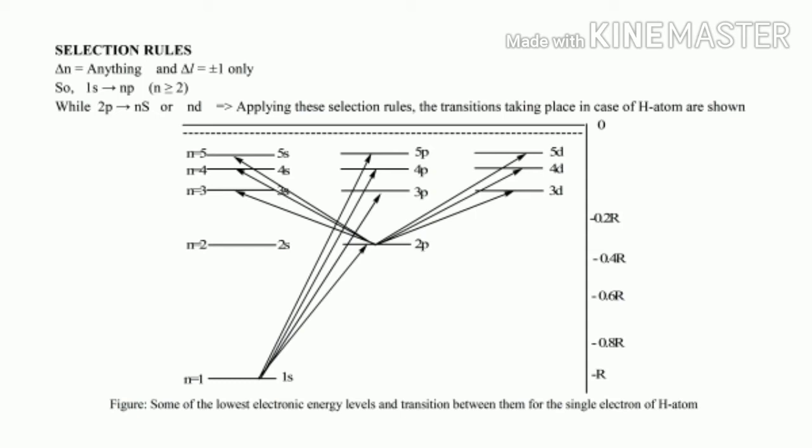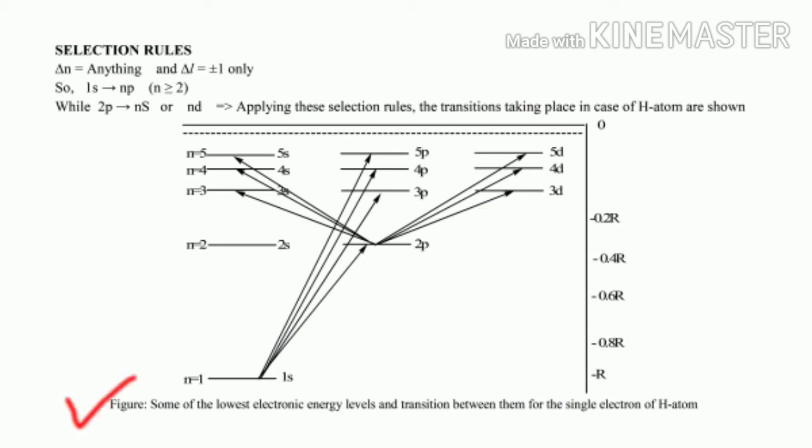The transition 1s to np means that the electron from the 1s state can undergo transition into 2p, 3p, 4p or 5p and so on. Similarly, the transition 2p to ns or nd means that the electron from the 2p state can undergo transition into 3s, 4s or 5s, or from the 2p state it can undergo transition into 3d, 4d or 5d as shown here.